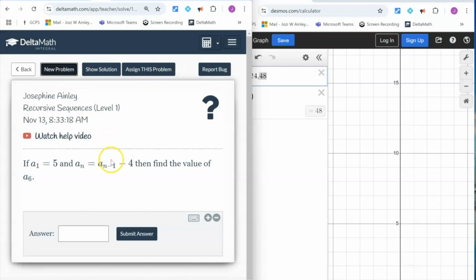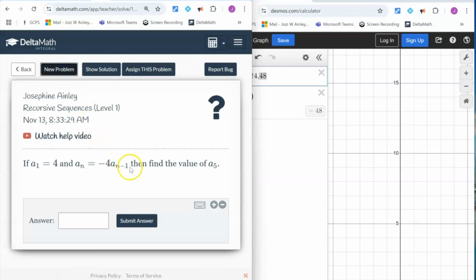All right, let me do another one. Take the previous term, and then this time, what are you doing? Subtracting 4. All right, let me do another one. Take the previous term, and then do what to it? Add 1. Let me do another one. All right, what are you doing? The previous term times what? -4. So let me do one of these ones.